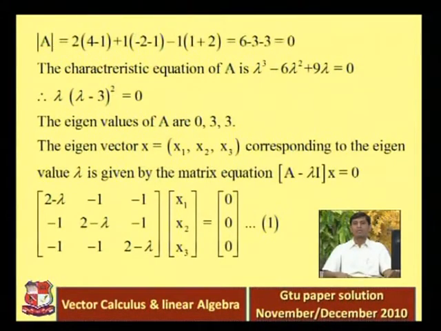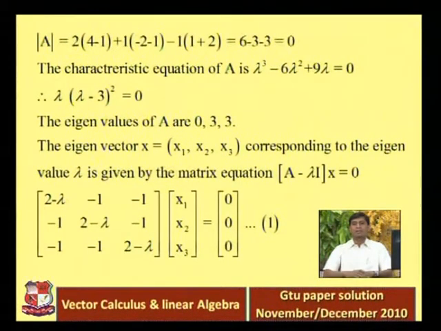The characteristic equation of A is lambda cube minus 6 lambda square plus 9 lambda is equal to 0. So lambda into lambda minus 3 whole square is equal to 0. So the eigenvalues of A are 0, 3, 3. Now again the eigenvector x corresponding to the eigenvalue lambda is given by the matrix (A minus lambda I) x equal to 0. So that is 2 minus lambda, minus 1, minus 1, minus 1, 2 minus lambda, minus 1, minus 1, minus 1, 2 minus lambda, into x1 x2 x3, that is equal to 0 0 0.